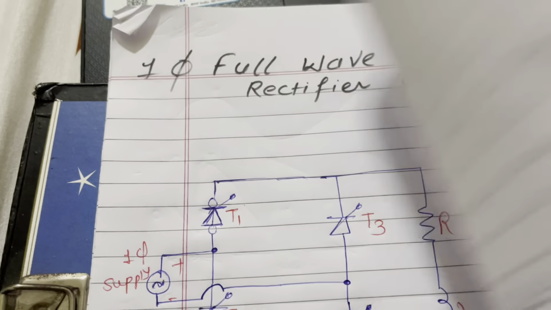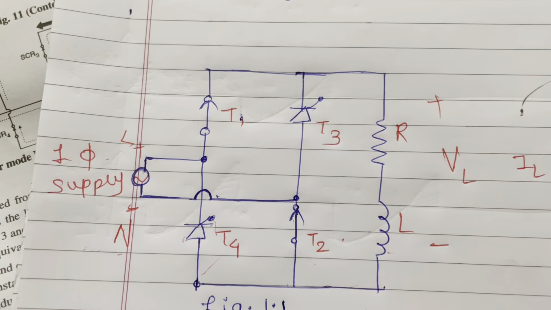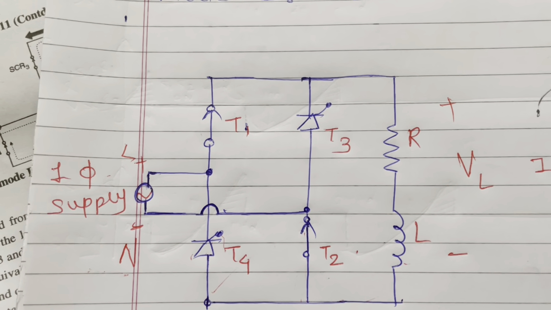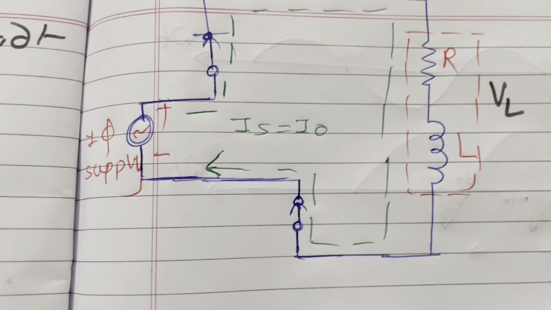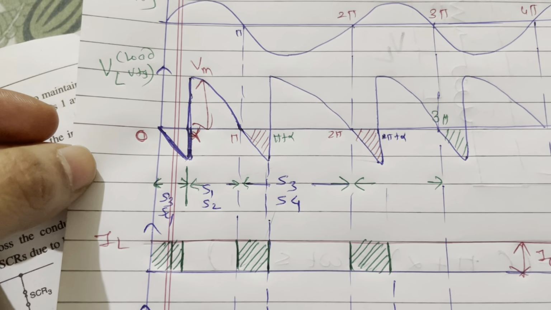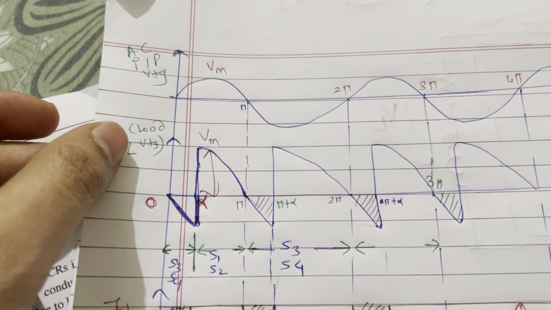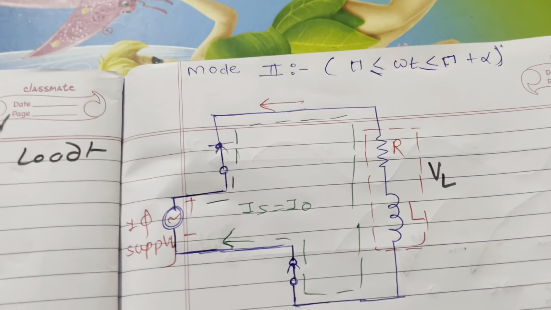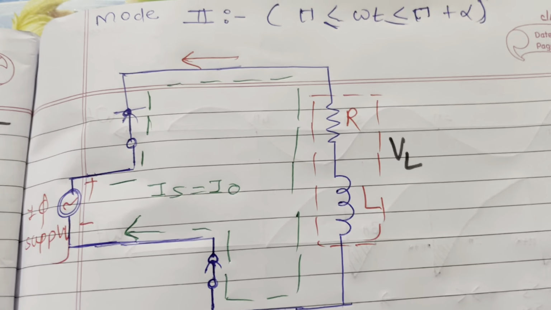So what happens in the second mode? In the first mode of operation, only SCR1 and SCR2 are conducting, but SCR3 and SCR4 are not conducting. In the waveform you can see that SCR1 and SCR2 are not conducting here, so the load voltage is not the same as the AC input voltage. When T1 and T2 conduct, we are in the mode of operation number 2.